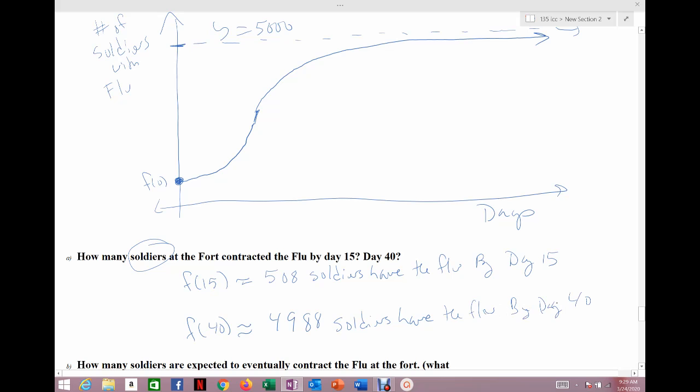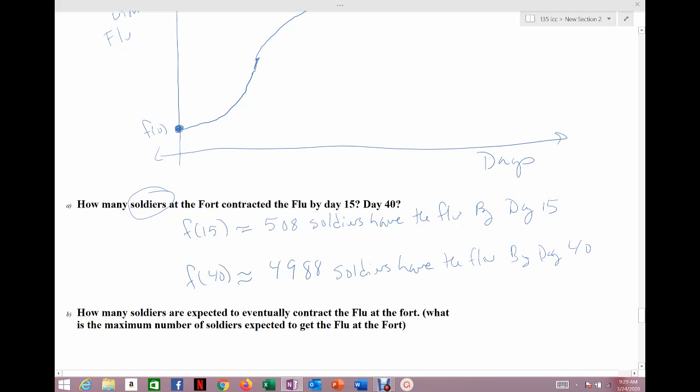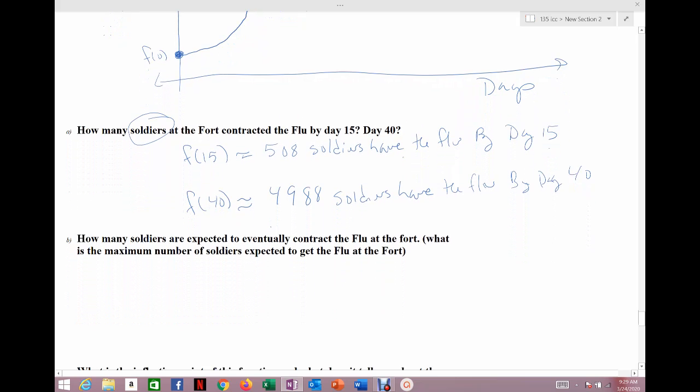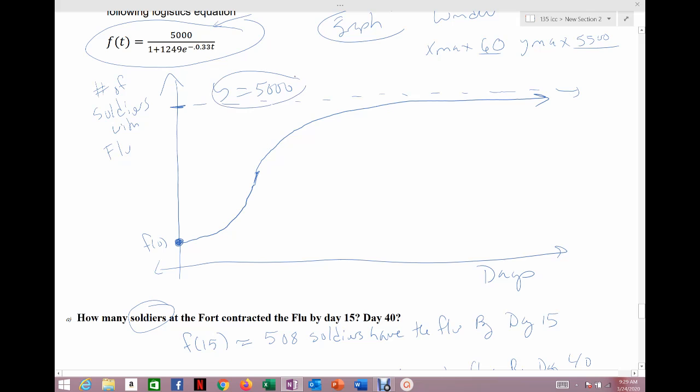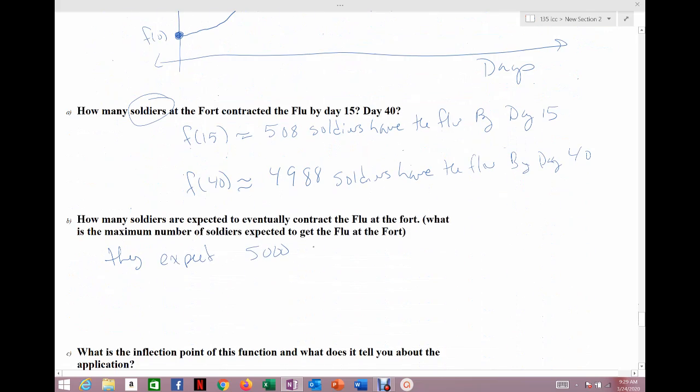Alright, how many soldiers are expected to eventually get the flu? Again, what's the maximum number we expect? Alright, so they expect 5,000, right? That's that carrying capacity, right? 5,000 soldiers at the fort to eventually get the flu.